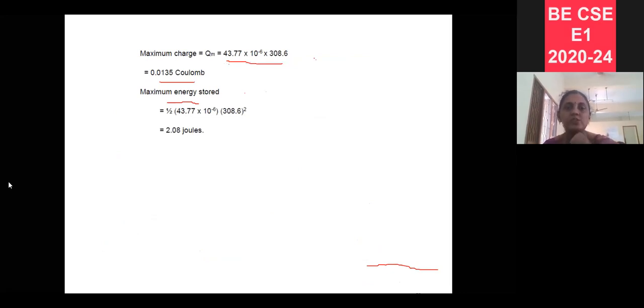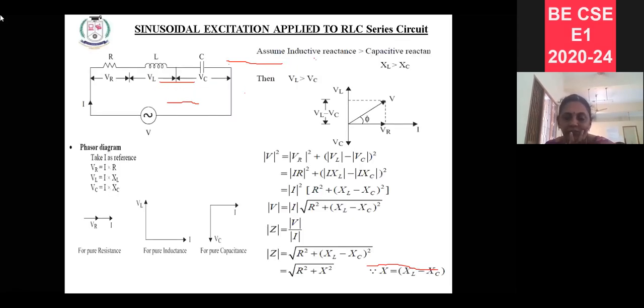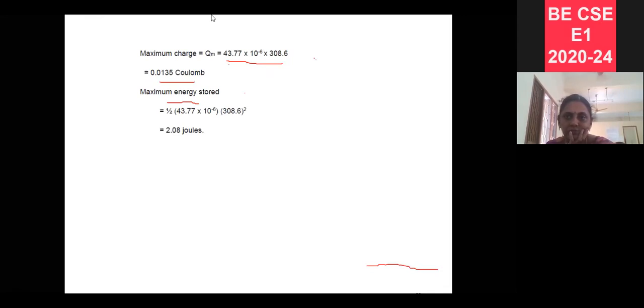Okay, tell me the maximum energy stored. I've given you all the answers. Now tell me the maximum energy stored in the capacitor. Wait. We'll complete this. Fast. Yes. 2.08, right?